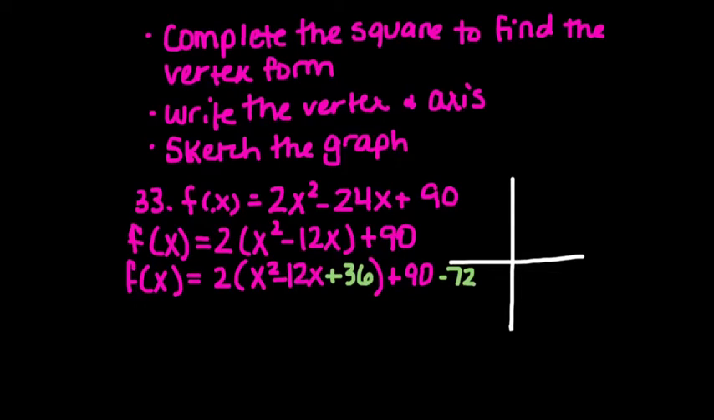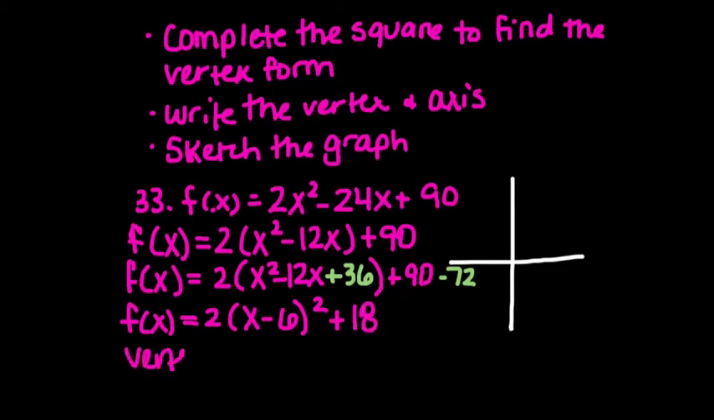To write this in vertex form then, I have f of x equals 2 times the quantity, x squared minus 12x plus 36, factors into x minus 6, quantity squared. Plus 90 minus 72 is plus 18. My vertex then, the x coordinate is the opposite of what's with the x, so the opposite of a minus 6 is plus 6, and then the plus 18 comes down directly, so my vertex is 6, 18.